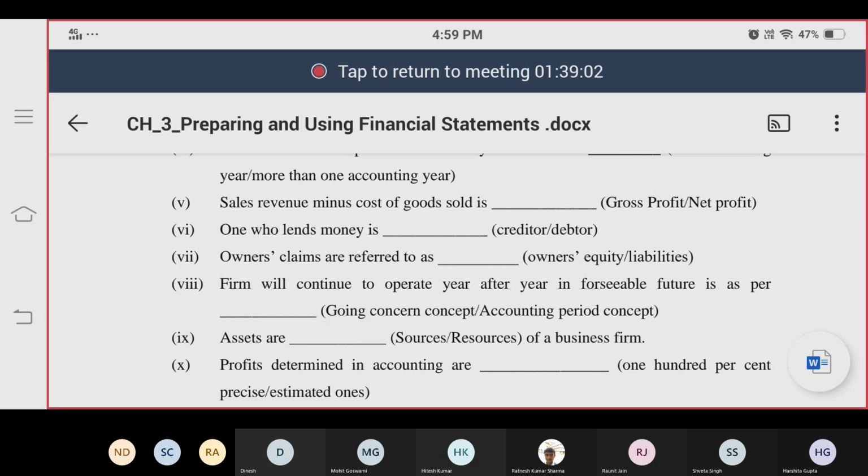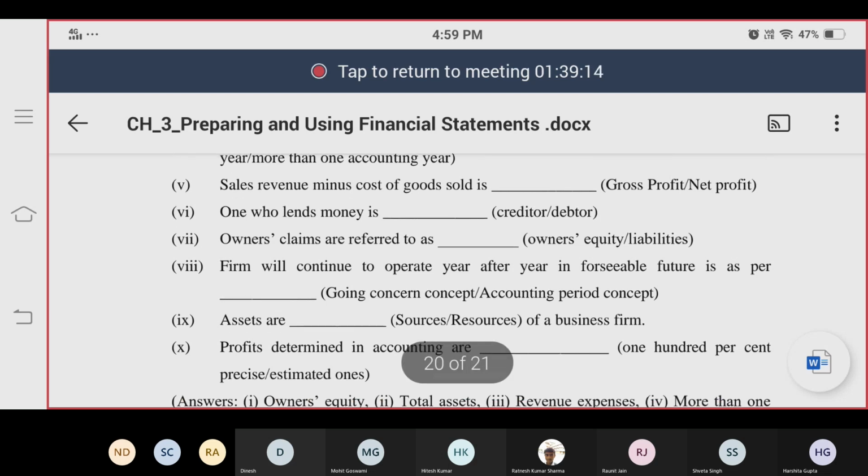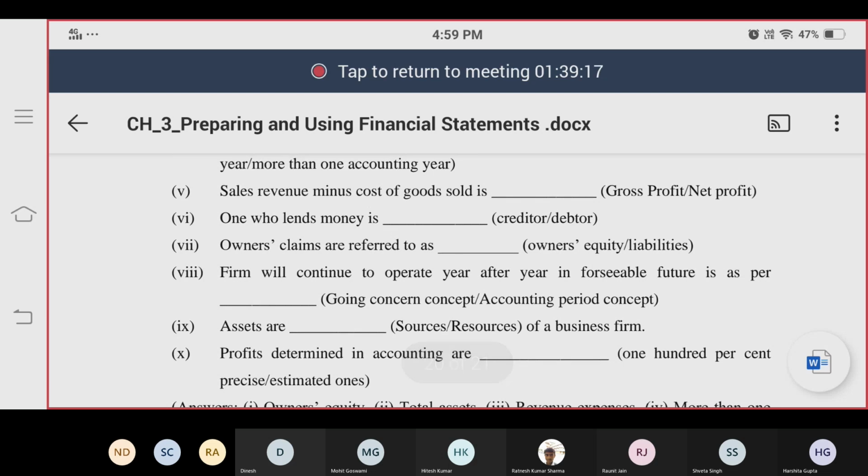Assets are resources of a business firm. Liabilities are sources for the business firm. Profits determined in accounting are, Harshita, I can't see the, okay, are they 100% precise or estimated ones? The profits that are determined are estimations because we are looking at debtors and we are looking at creditors as well. So it is not 100% precise. Okay. So you can see the answers.